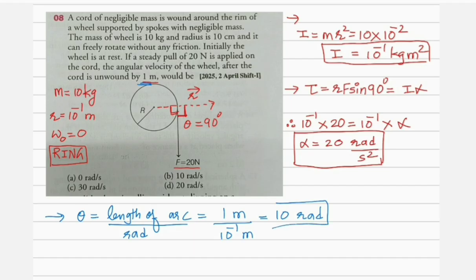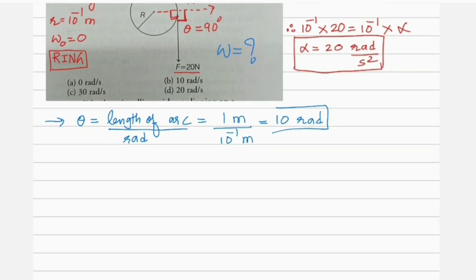Let me remind you, आपको ढूंढना है final omega. Yes, the angular velocity of the wheel after the cord is unwound by 1 meter. तो final omega is omega only. Omega is question mark. So let's use the third kinematical equation now for rotational motion. That looks like this: omega square is equal to omega naught square plus 2 alpha theta.